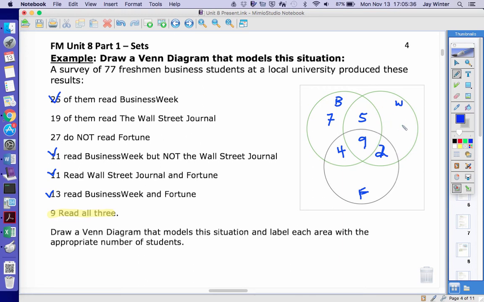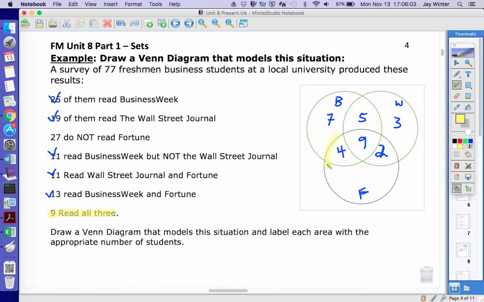So now what about the Wall Street Journal here? Well, we know 19 read the Wall Street Journal, and I've got enough information to be able to fill in this little part of the Wall Street Journal set. There's 16 students that are in some intersections here, so that means 3 and only 3 read the Wall Street Journal alone. Okay, so now I'm left with 27 do not read Fortune.